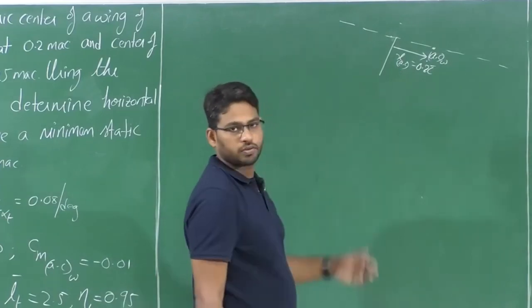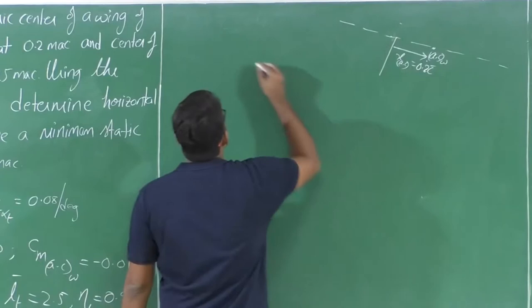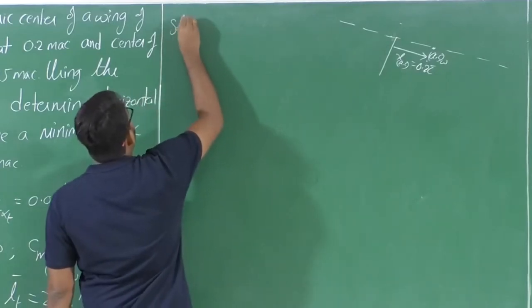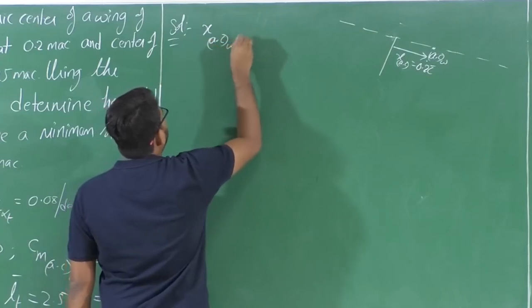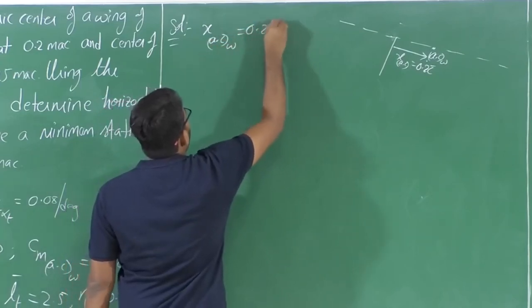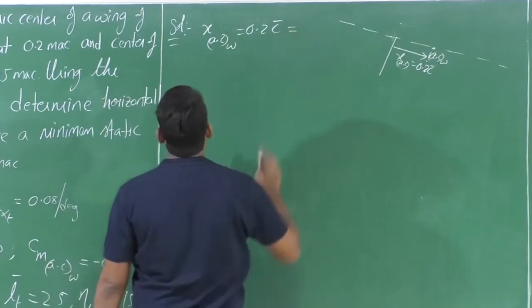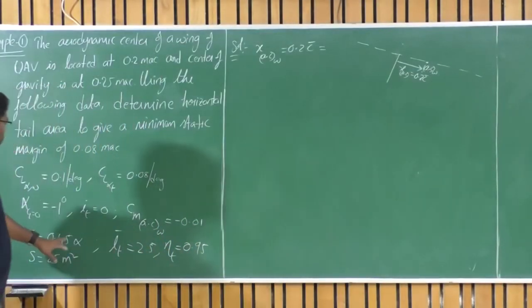Very small, isn't it? 0.00, positive, very, very small. What we can say is that CM alpha is negative, so it possesses longitudinal static stability with the current CG location. Can I increase this? Are we satisfied with that question?